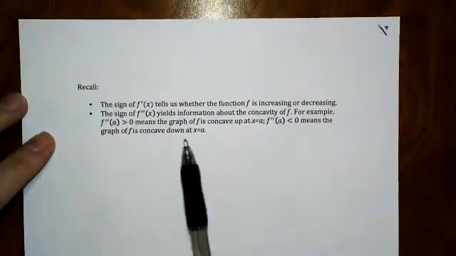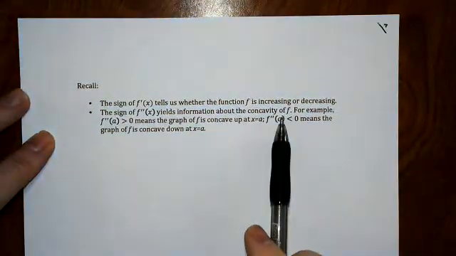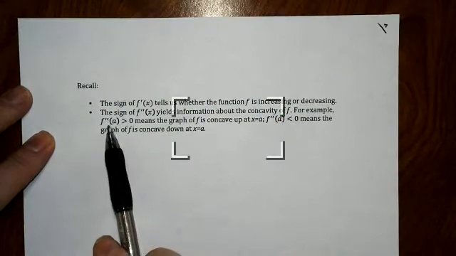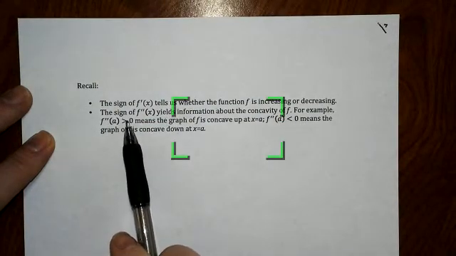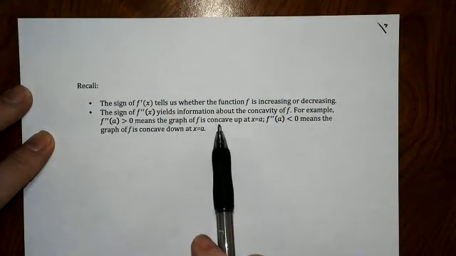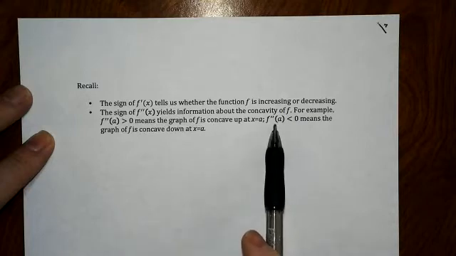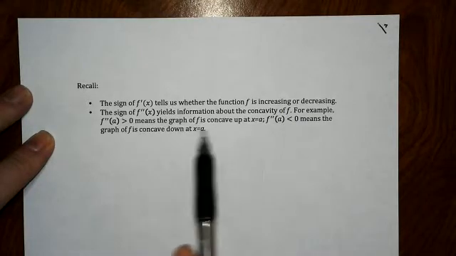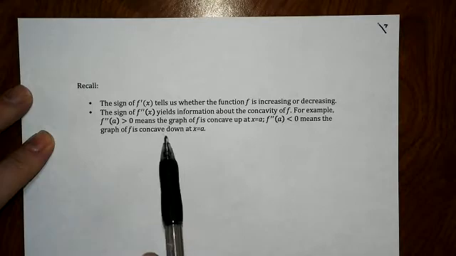Now let's go back to the second point regarding the second derivative. The sign of the second derivative yields information about the concavity. For example, if the second derivative is positive, that means the graph of f is concave up at that point. If the second derivative is negative at a point, that means the graph of f is concave down.